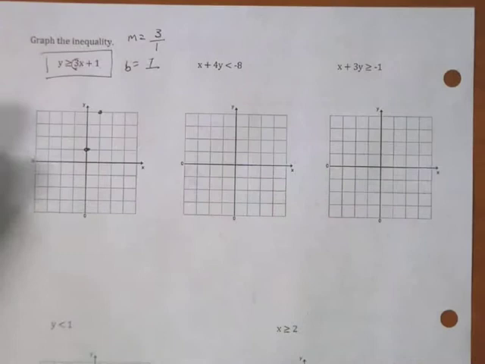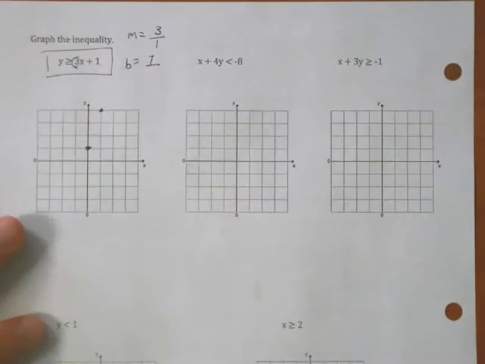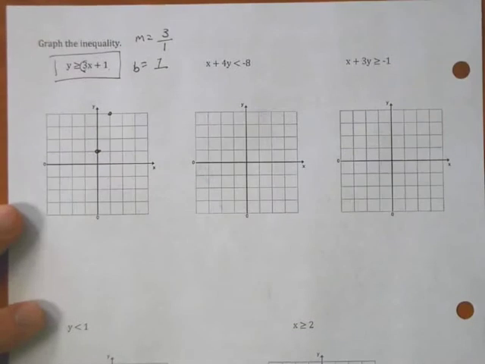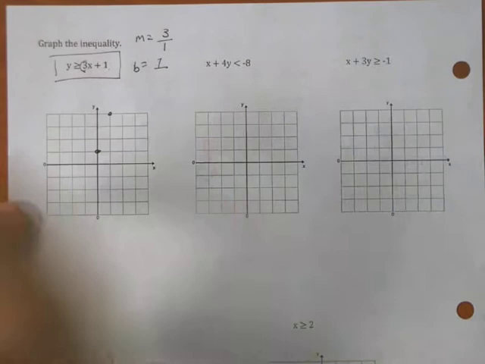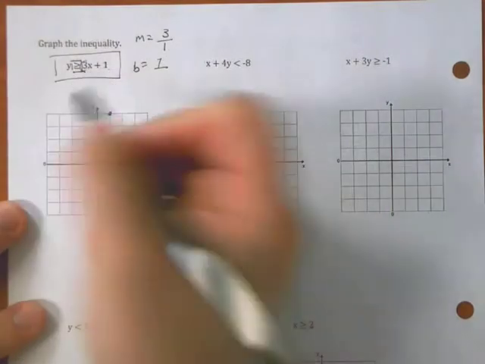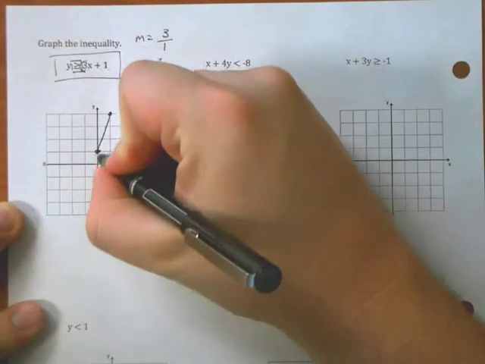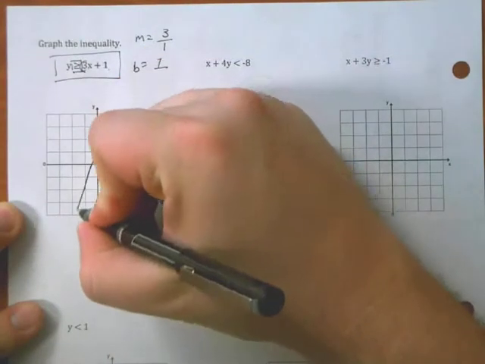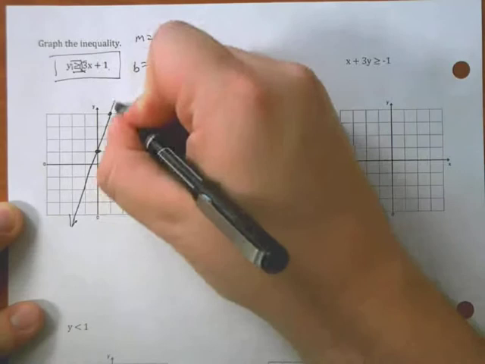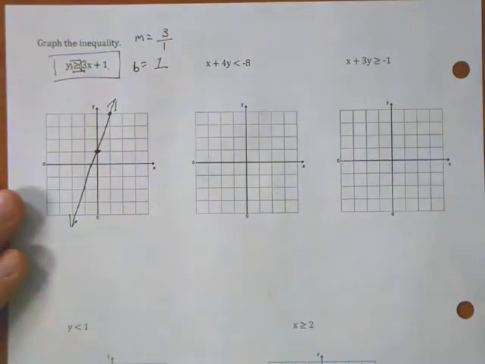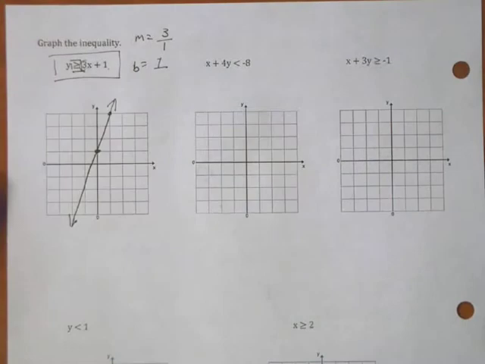Then I need to connect these points. Am I connecting them with a dotted line or a solid line? Solid line. It's greater than or equal to, so I would have had a solid dot, so I'll graph with a solid line. If there's an equal sign, you graph with a solid line. Very good. That makes sense.